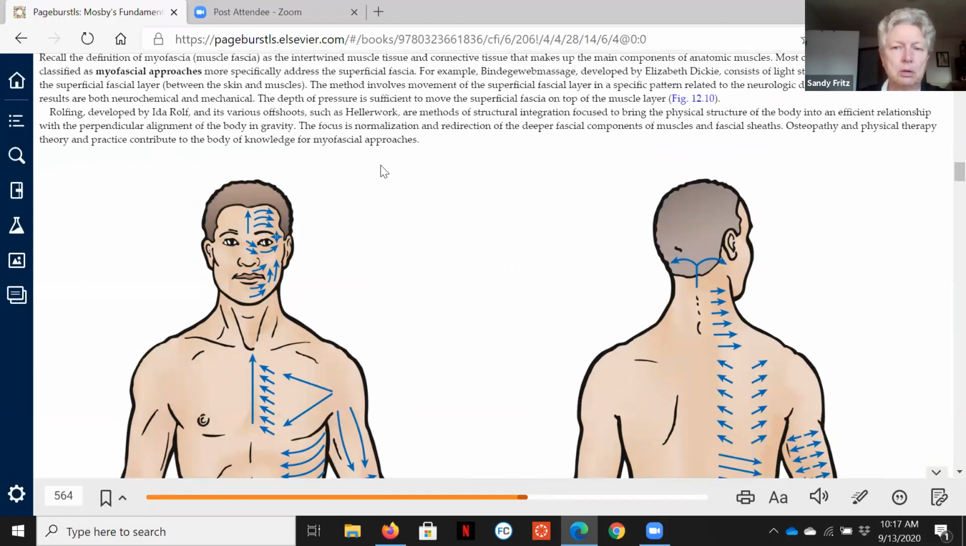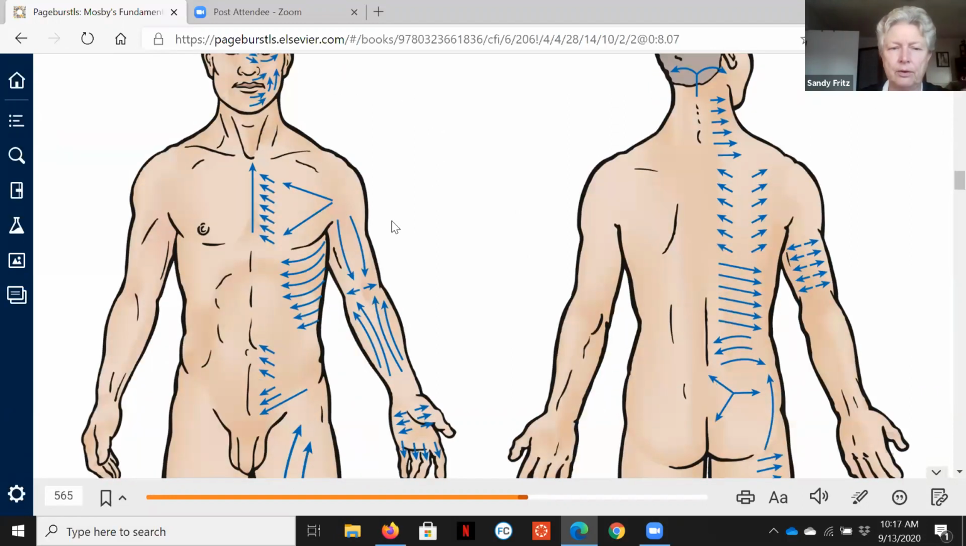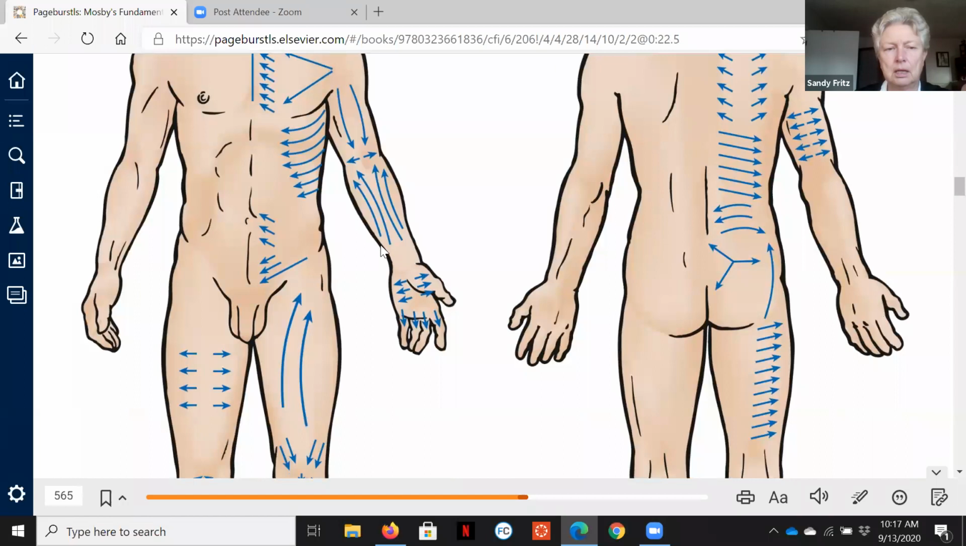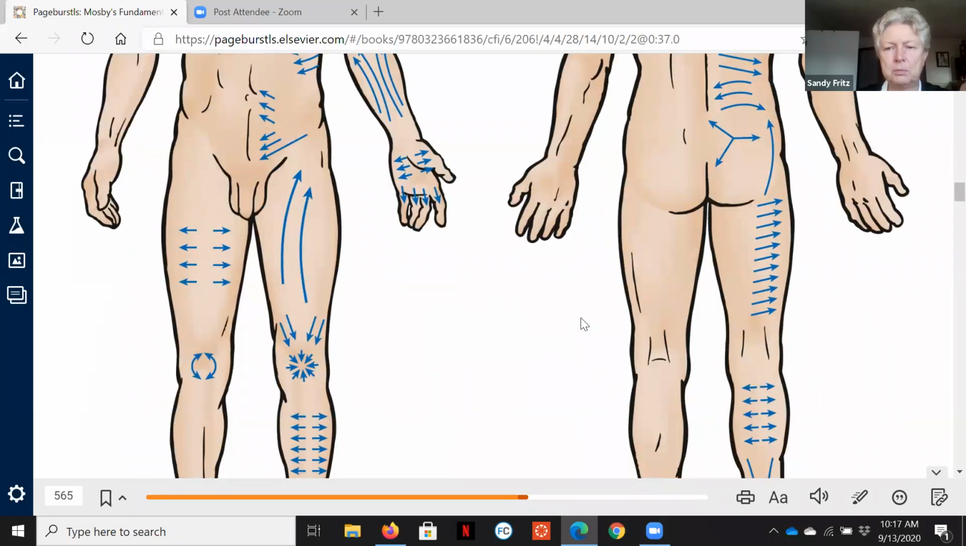And so if you put the ideas together here with other systems, these are some directions that you want to move the skin and superficial fascia. And lots of times we spend too much time going up and down. We're thinking too much about muscle.